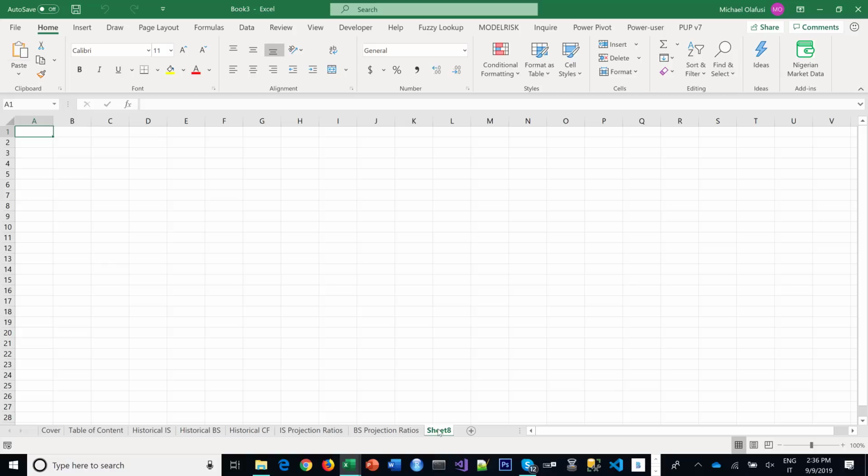When doing financial models, you will not project the cash flow. You're going to extract the cash flow from the income statement and balance sheet. So with these income statement projections and balance sheet projections, I'm going to create the income statement forecast and the balance sheet forecast.